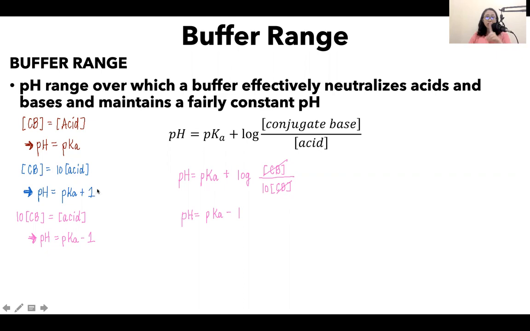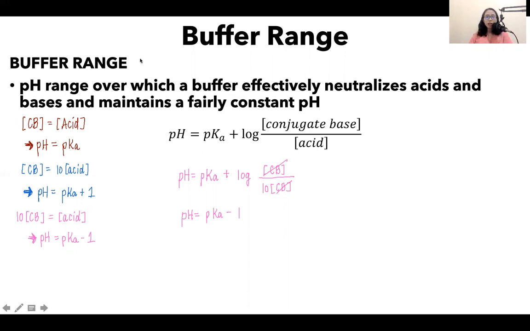So we have a lot of conjugate base versus the weak acid. The pH now changes by 1 unit, and we don't want that. We don't want the pH to change by more than 1 unit. And the same goes vice versa. If we increase the amount of the weak acid component, the pH will slowly decrease because we are adding the weak acid, but we don't want the pH to change by more than 1 unit. And this will happen if you have too much of the acid.